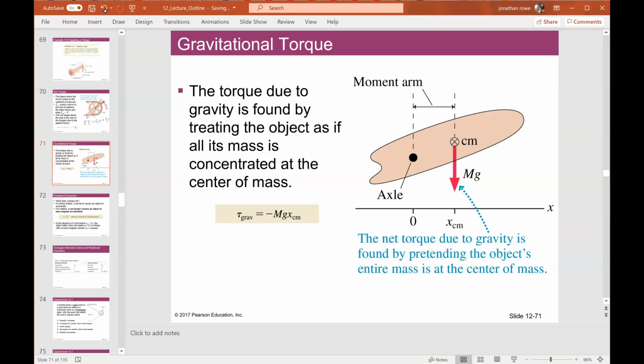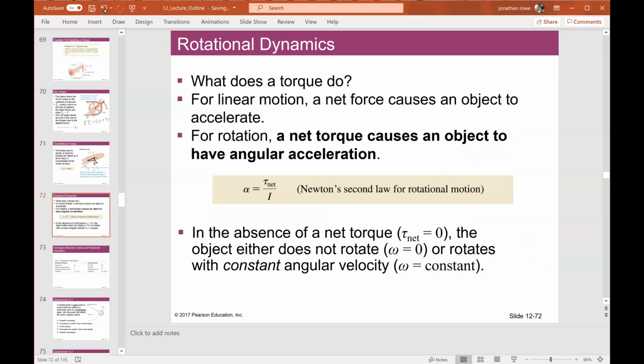So what you do is you pretend like every bit of force from the weight of this object is concentrated at that center of mass. And then you find the distance from the axle to the center of mass, and you do the same stuff that we talked about before, where you either will find the perpendicular component of the radius, or you will find the perpendicular component of the force. One of the two to calculate that torque. What does the torque do? We've already talked about that. In the absence of a net torque, the object either does not rotate or rotates with constant angular velocity.